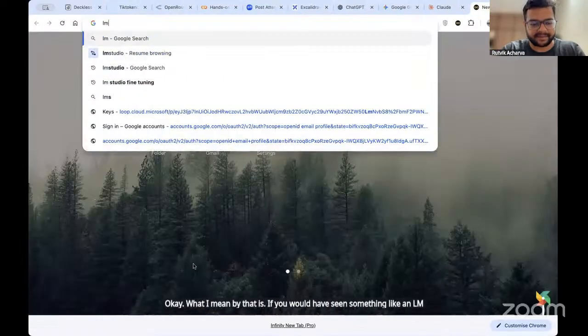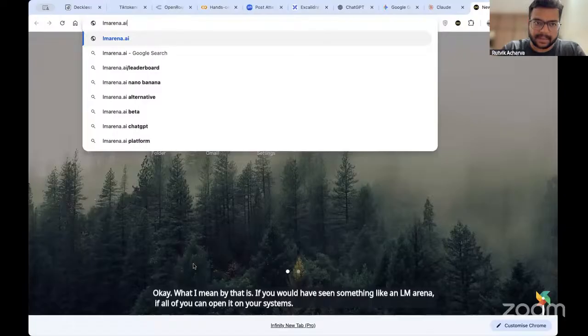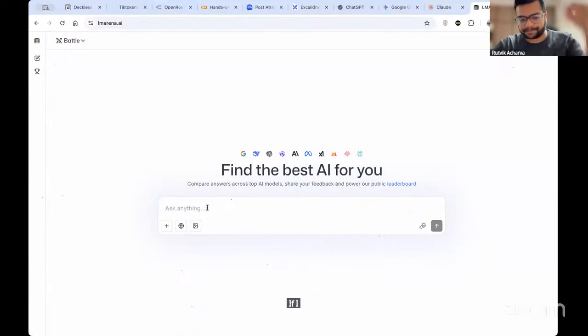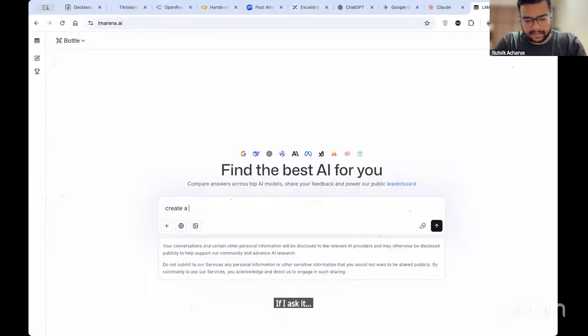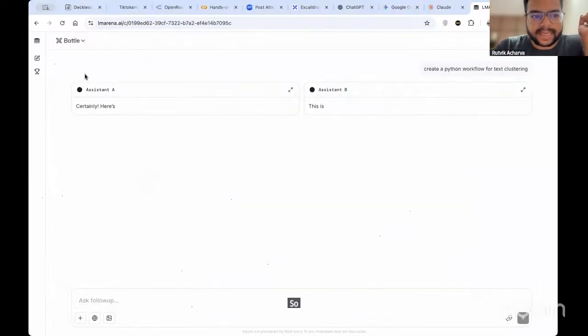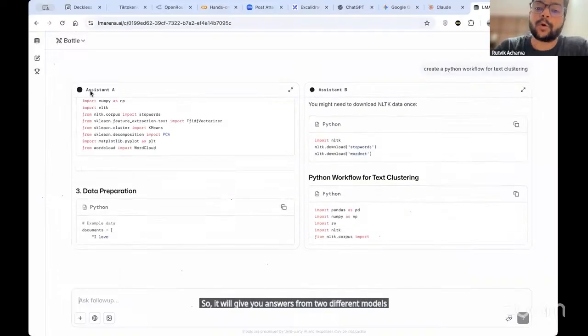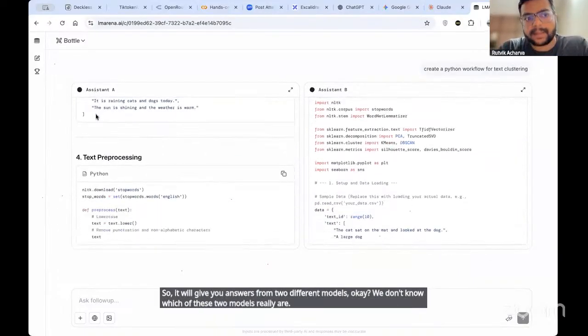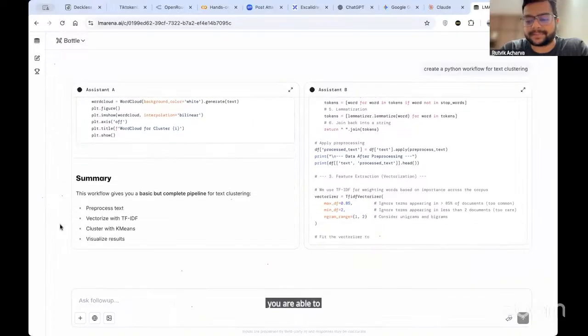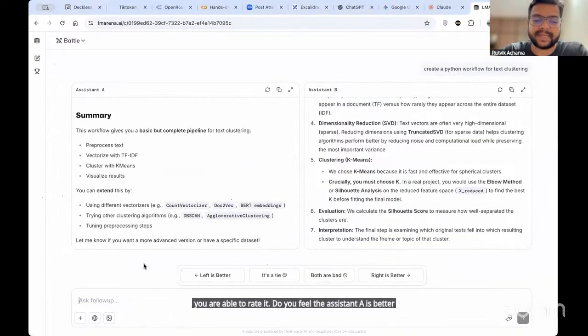something like an LM Arena. If all of you can open it on your systems, large models arena, I believe this is what it is called. If I ask it, create a Python workflow for text clustering. You can put in some different prompt, that's fine. So it will give you answers from two different models. Okay. We don't know which of these two models really are. But depending on the outcomes that these models are generating, you are able to rate it. Do you feel the assistant A is better or assistant B is better?